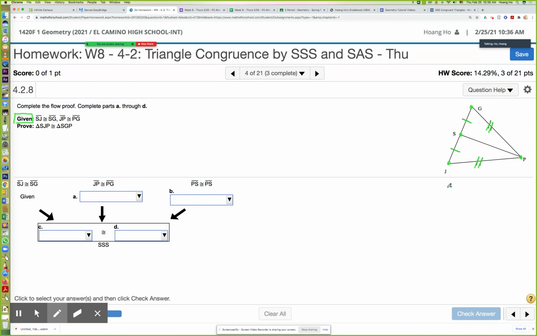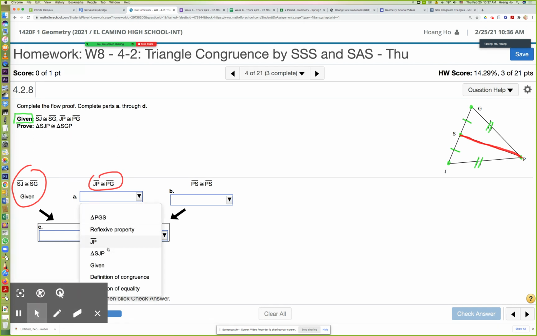So if you want to prove these two triangles congruent, what else do you notice? Do they share a common side right here, right in the middle? So therefore, these two triangles have to be congruent by side, side, side. Take a look over here. This one is given. This one is also given. JP congruent to PG. So I put given.